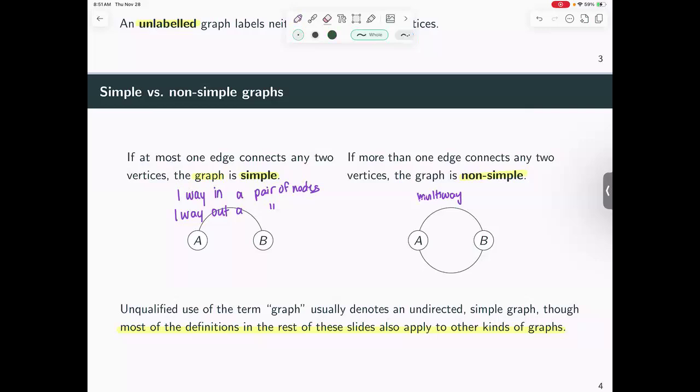I'm going to just erase that so that I can keep my slides looking somewhat clean instead of running into the same issue I had in class. Okay.